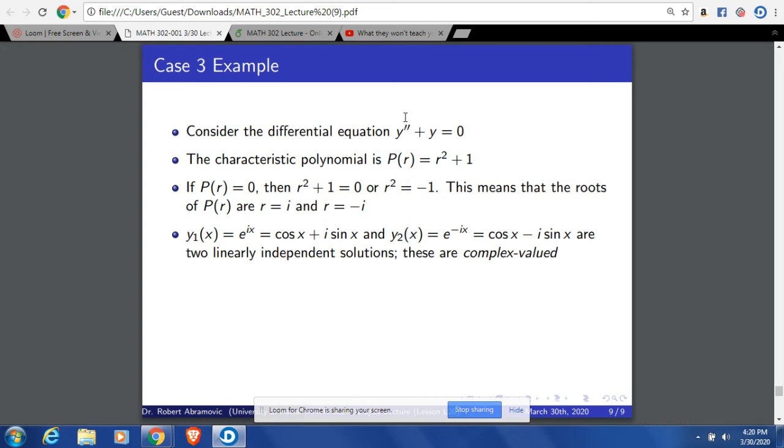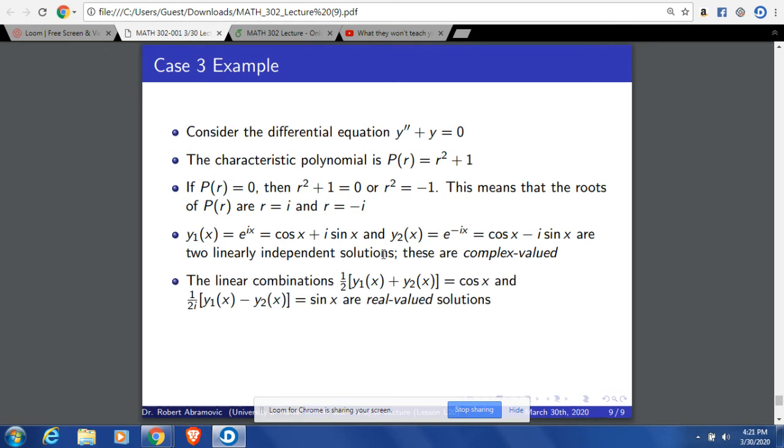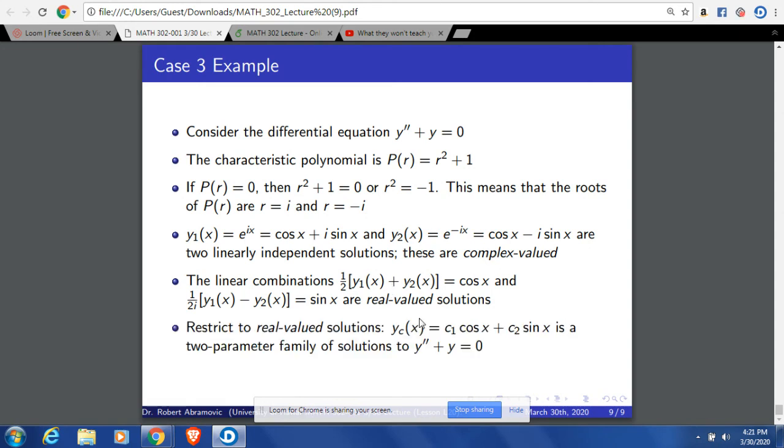Normally, especially in physical and engineering applications of ordinary differential equations, we want our solutions to be real valued because those represent things we can measure. So in this case, we can take these two linear combinations: one half of y1 plus y2 gives cosine, and 1 over 2i times y1 minus y2 gives sine. These are real valued solutions, and if we restrict ourselves to real valued solutions, we get the following two-parameter family of solutions to y double prime plus y equals 0.